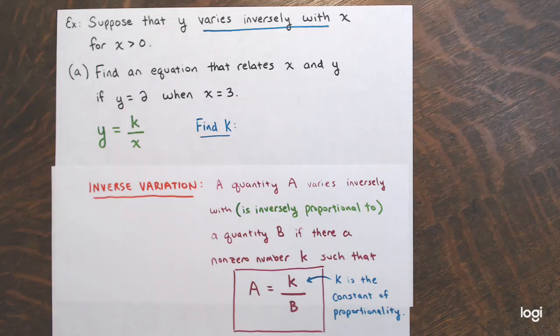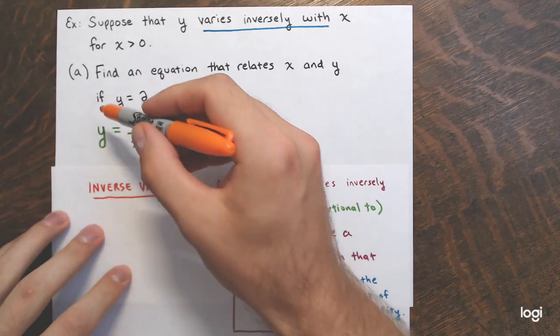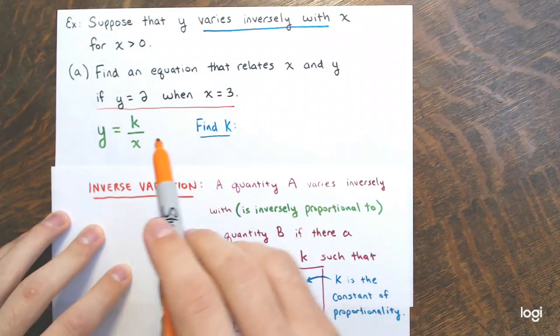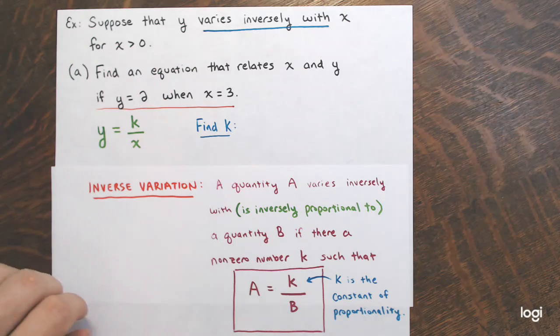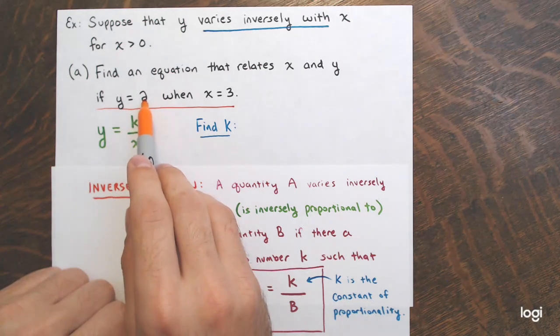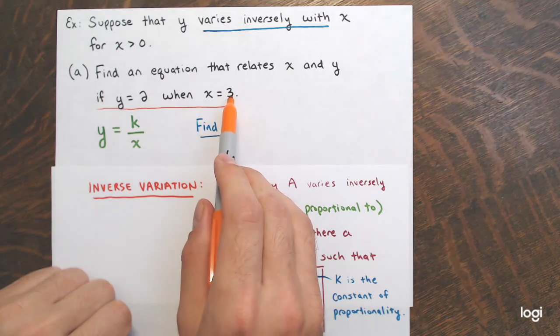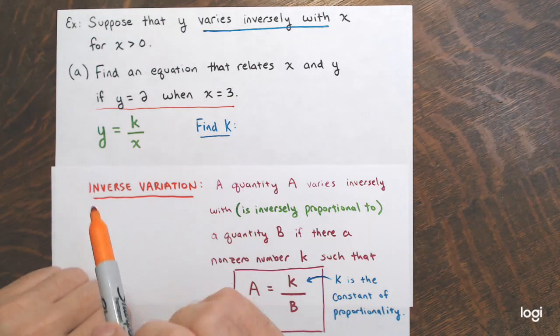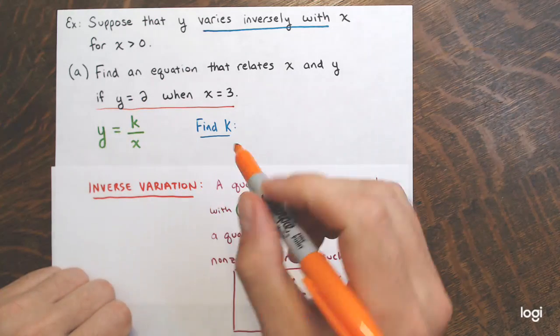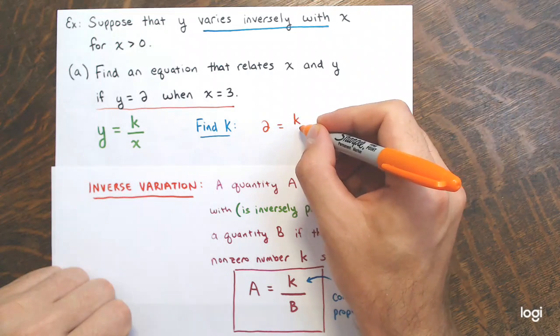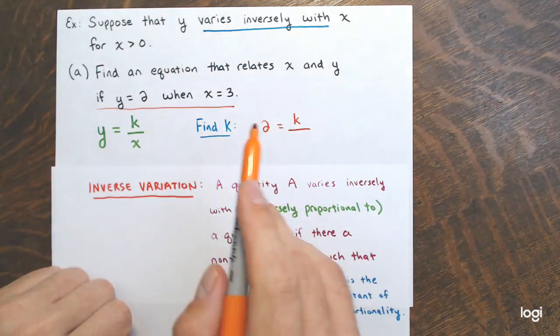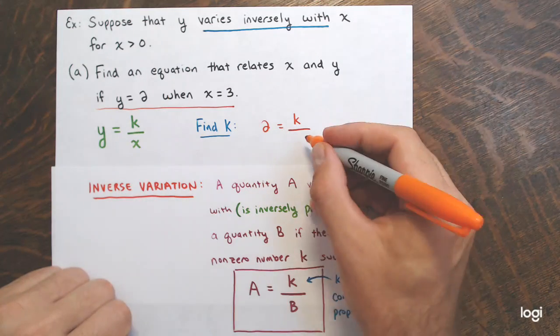The only piece of information we were given about y and x was this statement right here: y equals 2 when x equals 3. So that'll help me solve for k, figure out what this constant of proportionality needs to be. It gives me a value for y to replace with and a value to replace x with, and I'll be left with k. So y is 2, put that in: 2 on the left equals this number k, this constant of proportionality that I don't know, divided by x, which is 3 when y is 2.